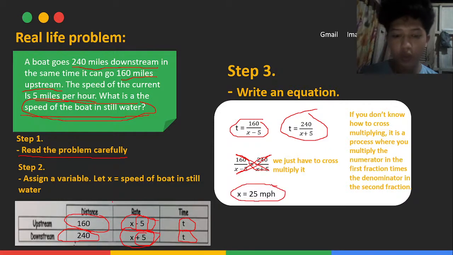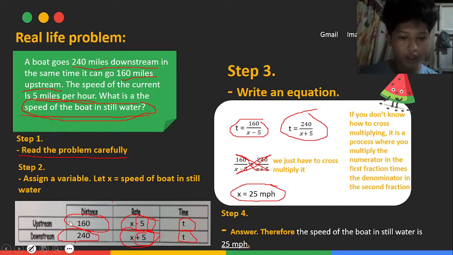If you don't know what cross multiplying is, it is a process where you multiply the numerator in the first fraction times the denominator in the second fraction. Okay, next, we have the final answer, step 4. Therefore, the speed of the boat in still water is 25 miles per hour. Here's our final answer.